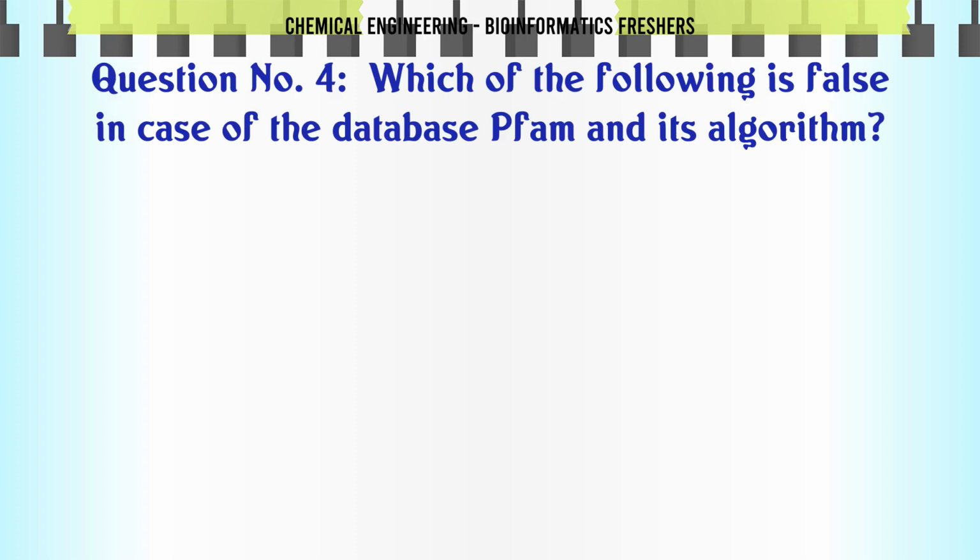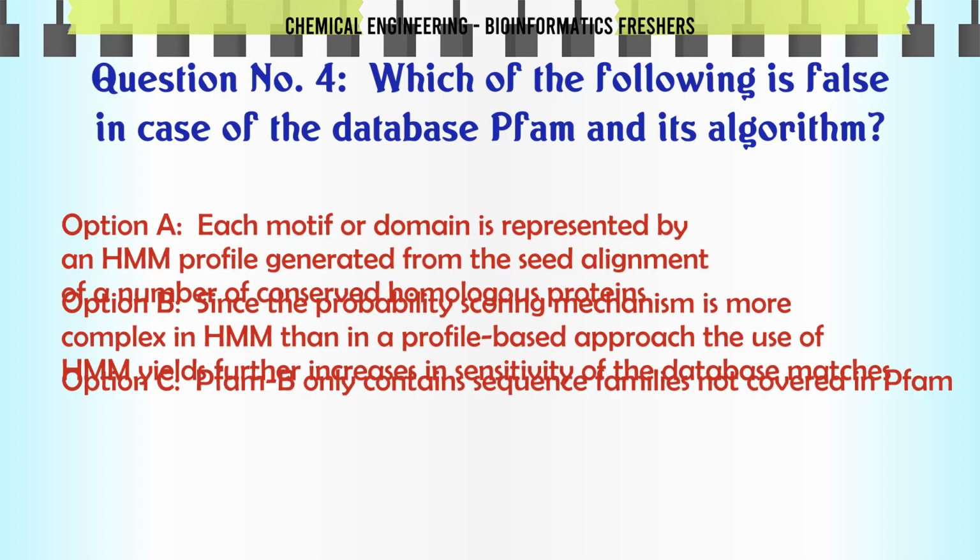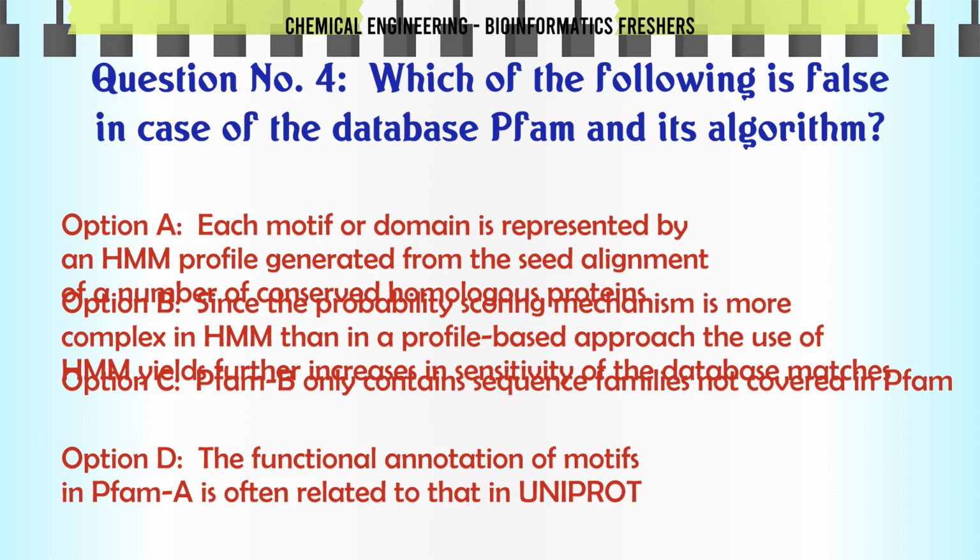Which of the following is false in case of the database Pfam and its algorithm? A. Each motif or domain is represented by an HMM profile generated from the seed alignment of a number of conserved homologous proteins. B. Since the probability scoring mechanism is more complex in HMM than in a profile-based approach, the use of HMM yields further increases in sensitivity of the database matches.